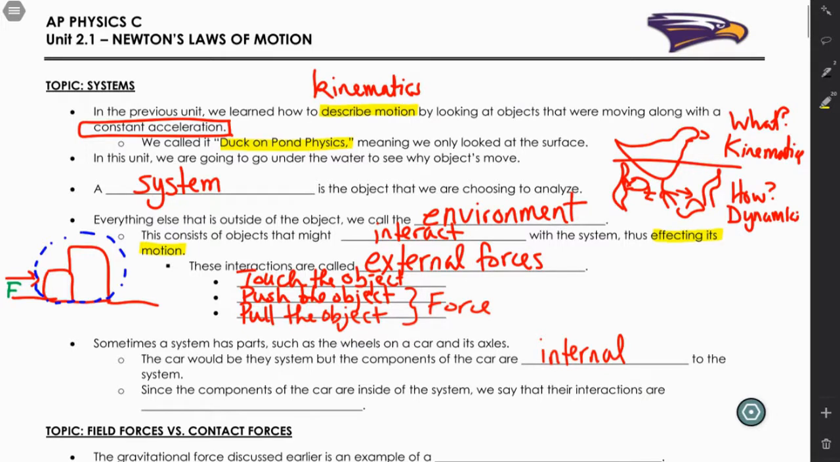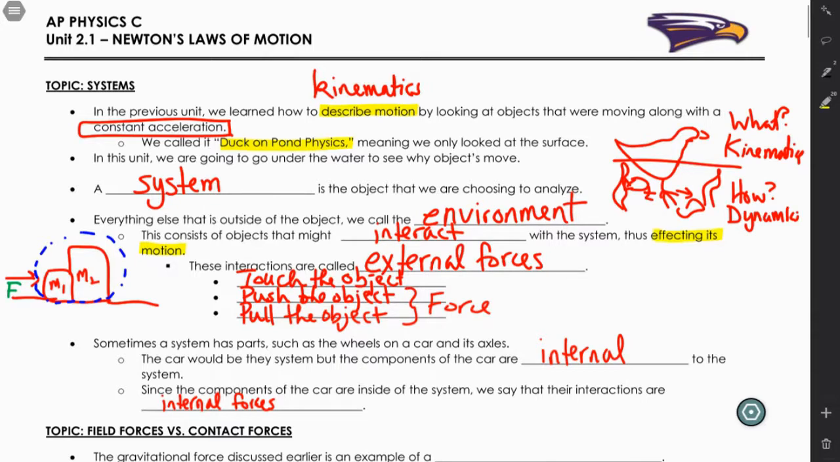And I'll go back to our box example here in a second. Okay. So now, since these components of the car are inside the system, these are what we call internal forces, or internal interactions. And these are ones that, for the most part, you can ignore if I'm trying to find the acceleration of a system. Okay, so if I go back to my boxes here, if I'm talking about what is the acceleration of the system, this has a mass, this has a mass, right? So I can do a little calculation to figure out the acceleration of the system.